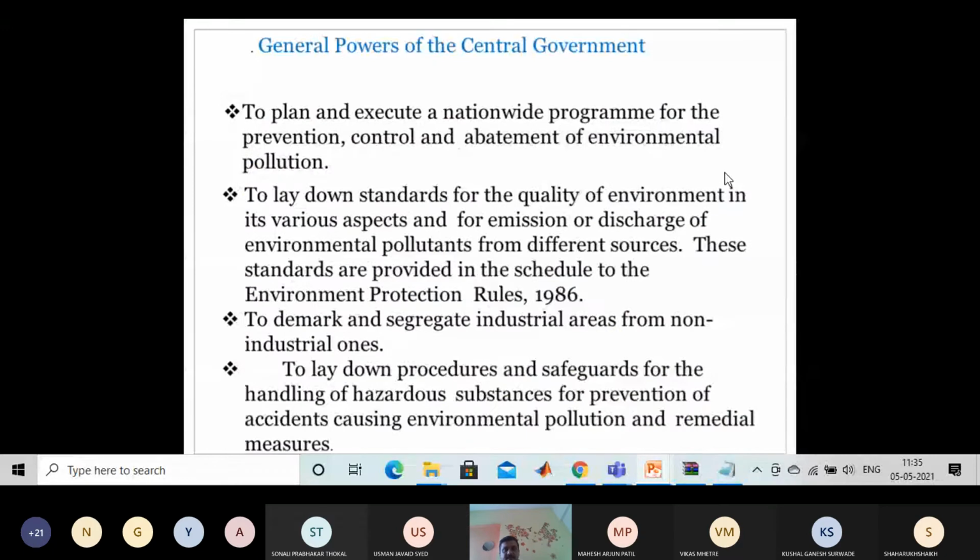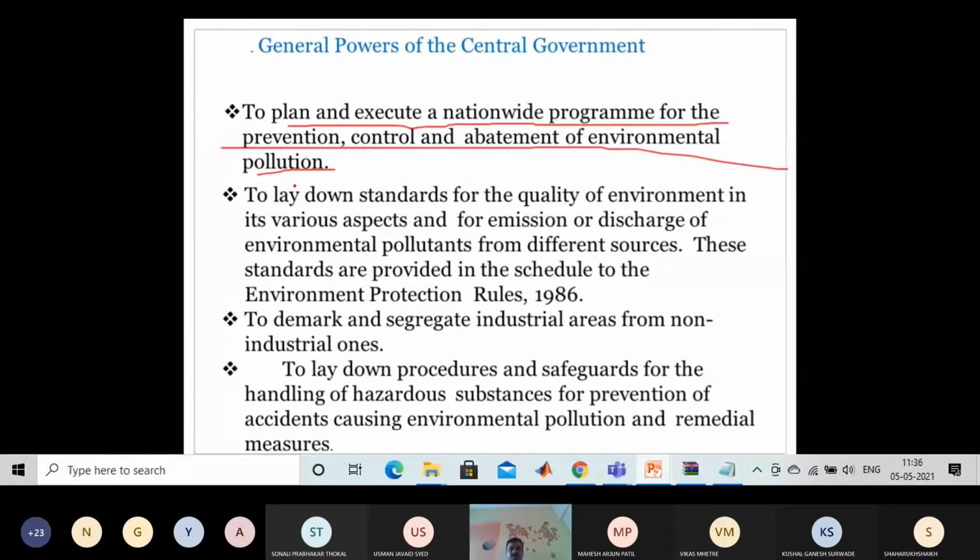To plan and execute a nationwide program for prevention, control and abatement of environmental pollution. Once you prepare the plan of how to control or prevent pollution, the first step is making the planning of that activity. Then how to execute is the big question. For this execution you have to make a proper program and coordination.